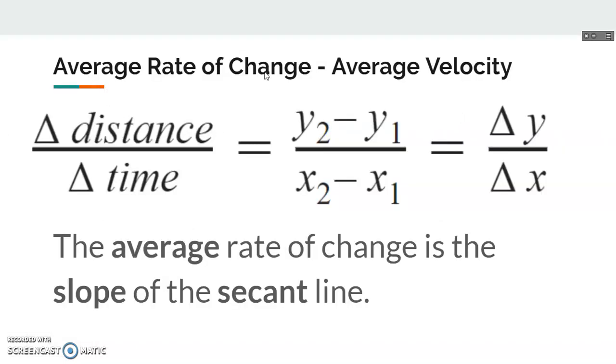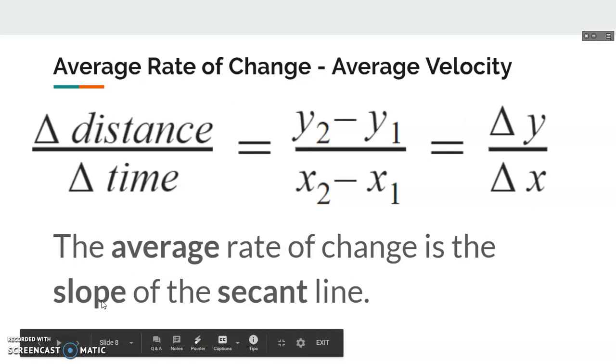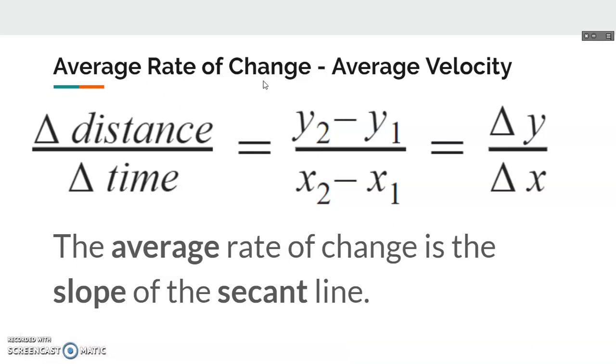Average rate of change is always going to be a slope calculation. It's always the slope of the secant line. So they're going to ask you an average rate of change over a time interval. Just take the starting time and the ending time, plug those two values in to get your function values, and then set up a slope calculation. So whenever you see average rate of change, that's always going to be a slope calculation.